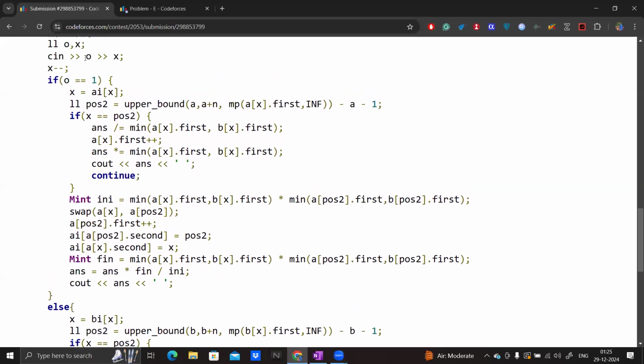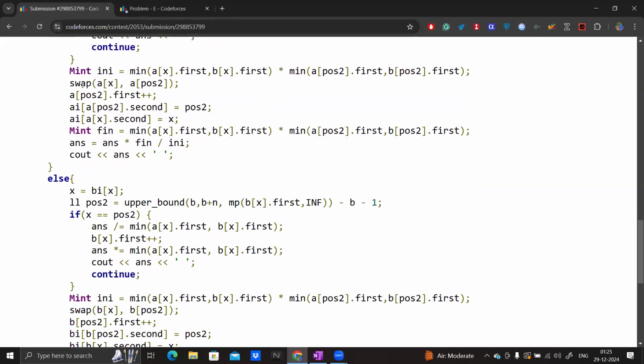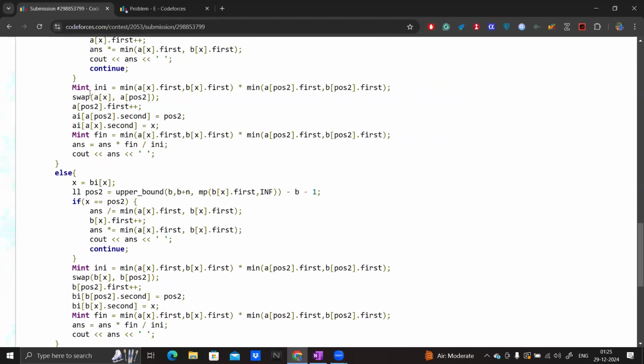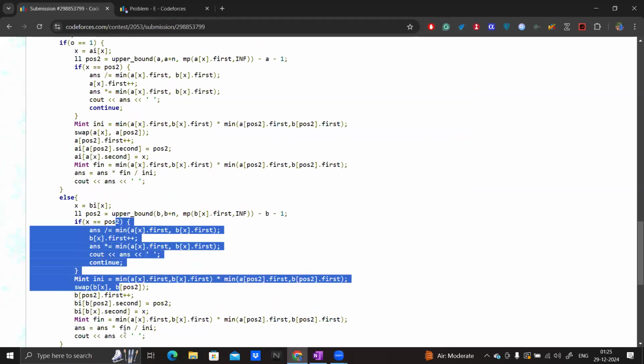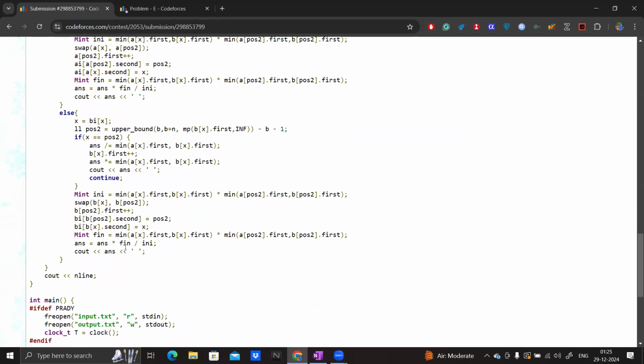And then for O equals 2, I just did the same thing for B. I just copy pasted this whole code here, and I just replaced A with B, right?